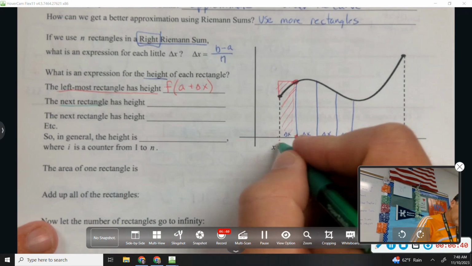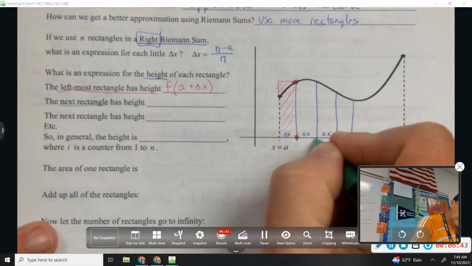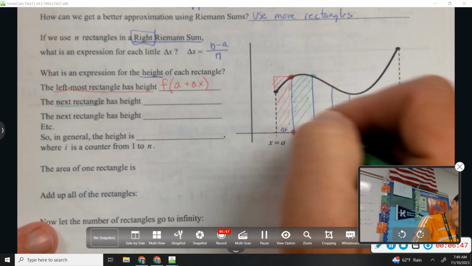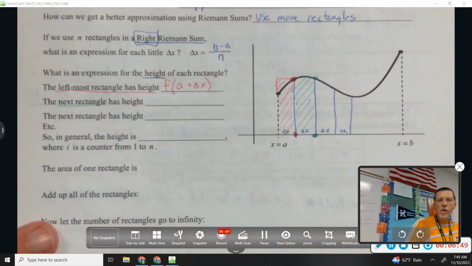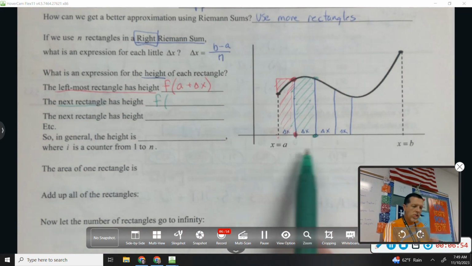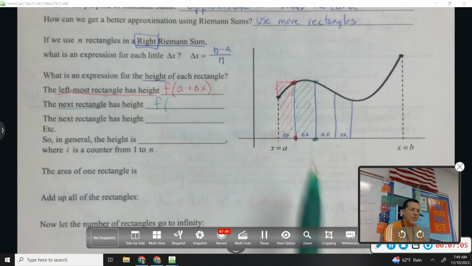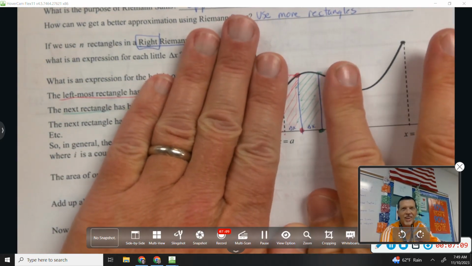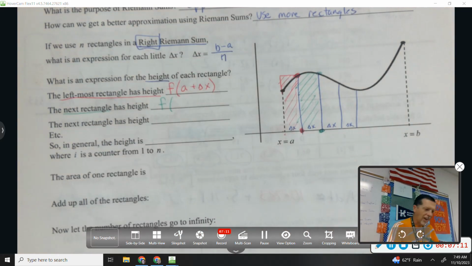Okay, the next rectangle, that would be that x value and this height. So that height would be F of, so what's the x value right there? What's that, Tyler? 2 delta x. 2 delta x would just be that distance. A plus 2 delta x.